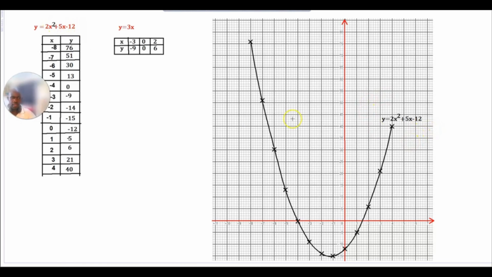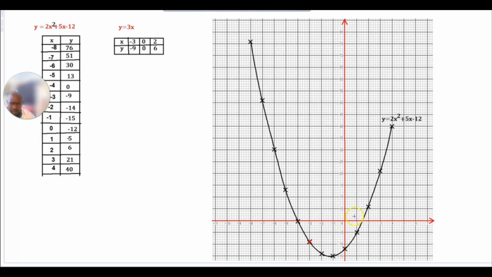Then for the other part, the linear graph, so that we are able to solve this quadratic, what we were given, we also plot these points. So let us plot the points. When x is minus 3, y is minus 9. So minus 9 still falls under this point here. Again, just use a different color. So minus 9 is there.